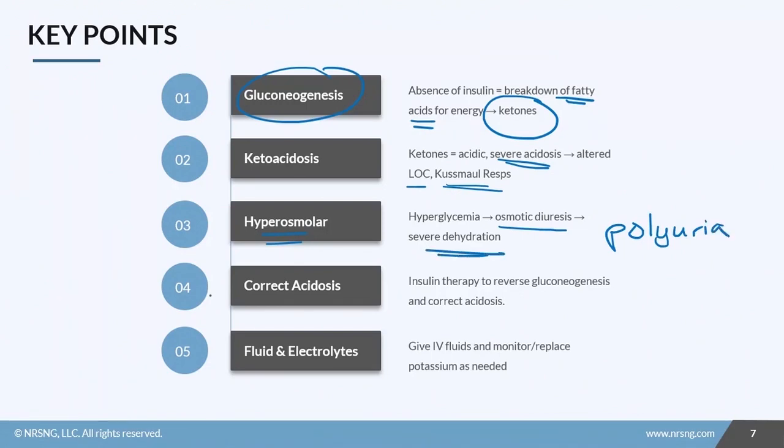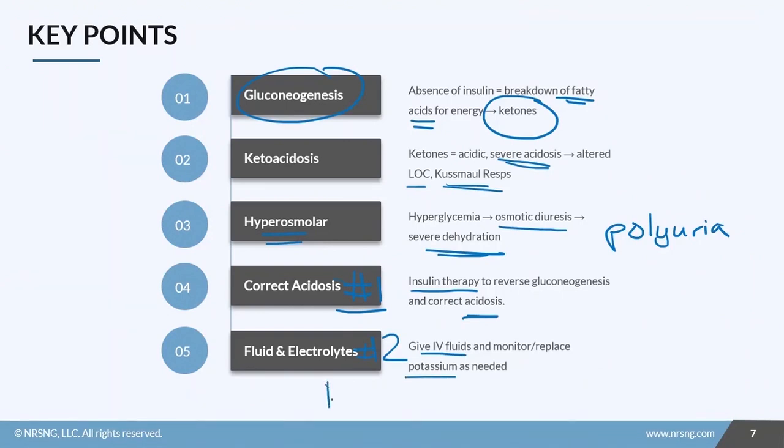So our number one priority is going to be to correct the acidosis, give that regular insulin IV, reverse that gluconeogenesis process so they don't have to make ketones anymore, correct that acidosis. And the number two priority is going to be fluid and electrolytes. Replace those fluids, monitor their potassium, and replace that as needed.